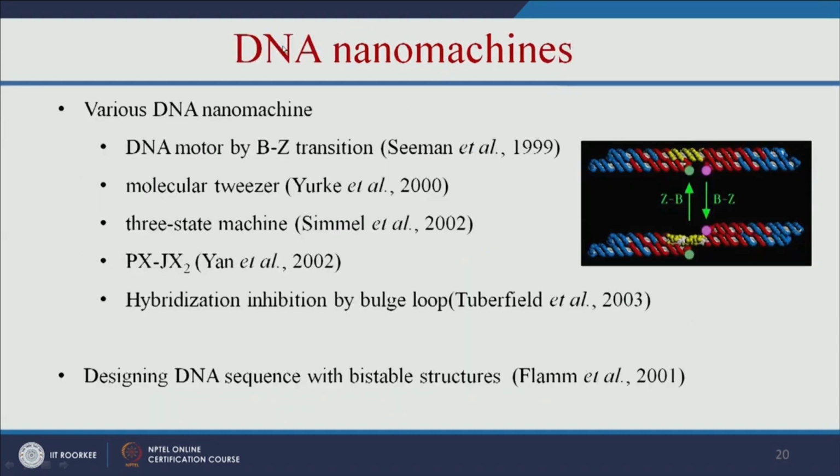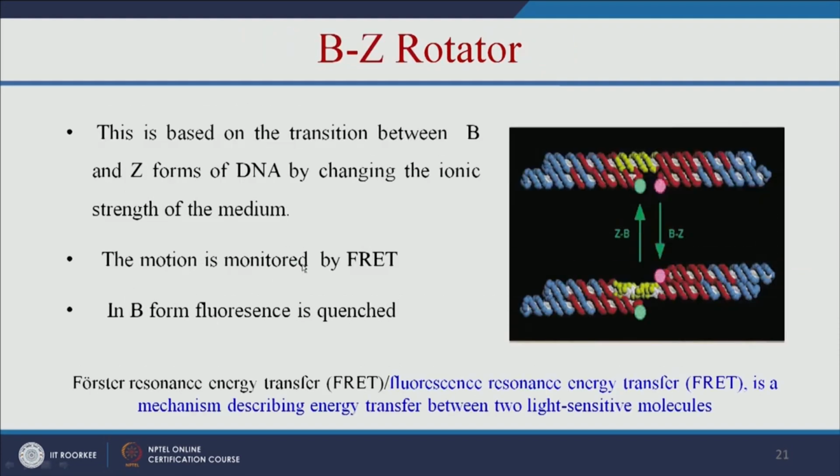So the next example is DNA based nanomachines, and in this we can see various machines are available, like B-Z transition, molecular tweezer, and also PX and JX2. So these are the various types of DNA machines available. We will see one by one. The first one is the B-Z rotor. This machine is based on transition between bDNA and zDNA by changing the ionic strength of the medium. Okay. This motion can be easily monitored by FRET.